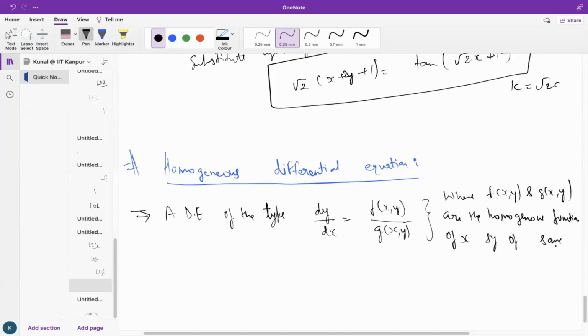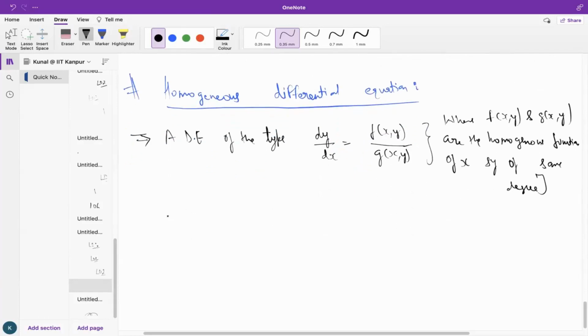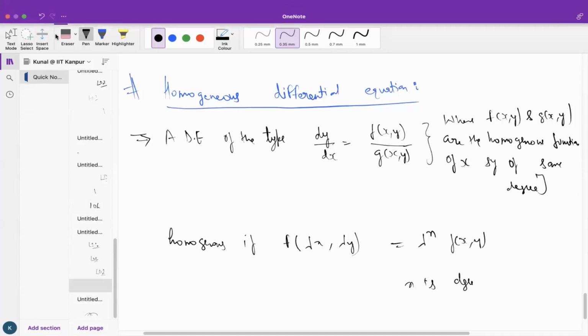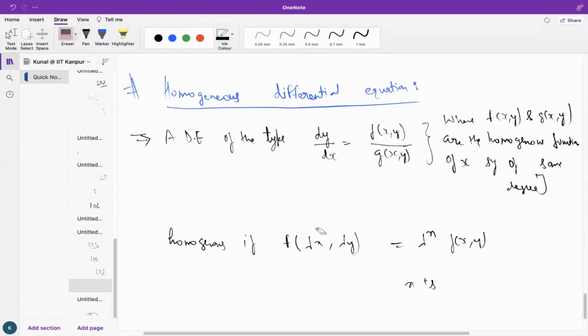Now you must know the definition of a homogeneous function, and if not, let me write it here. Actually, the definition is that f is homogeneous if f of lambda x and lambda y, if we insert lambda in it, is equal to lambda to the power n times f of x, y, where n is the degree. Okay, so let me try to elaborate it again.